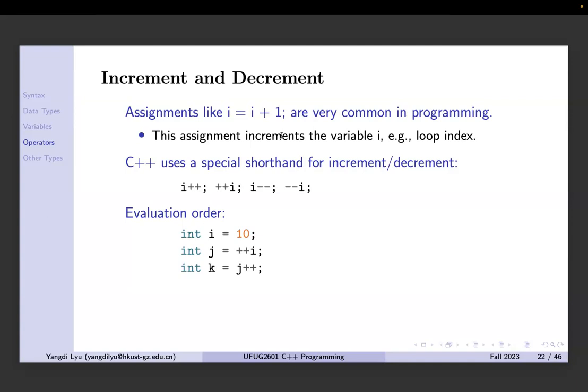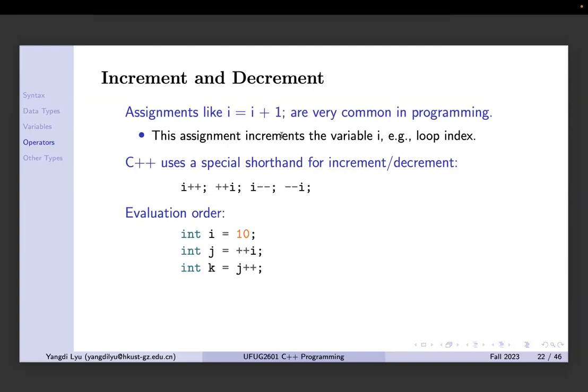Eleven. What's the value of i? Yeah, 11. So this is an assignment, right? In an assignment, we do the evaluation on the right hand side first. So plus plus i is evaluated first, i becomes i plus 1, so i becomes 11. Then we assign it back to j. Now j becomes 11 again, right?